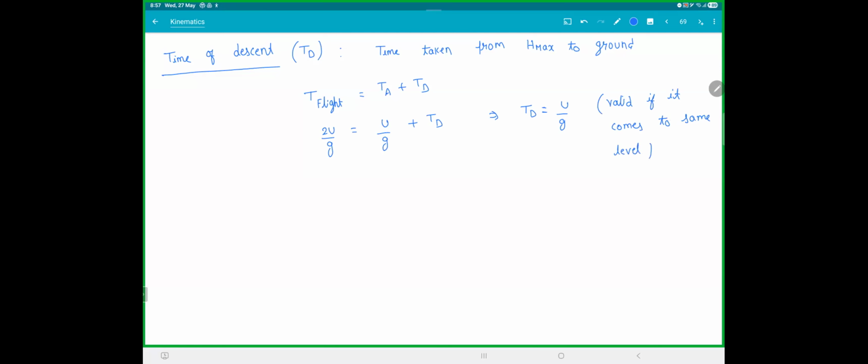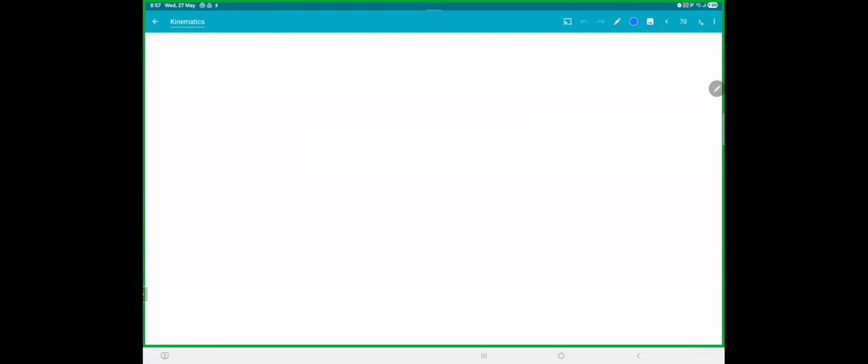There. So these are our main formulas. All clear with this? And just to summarize the formulas again, so listen carefully.